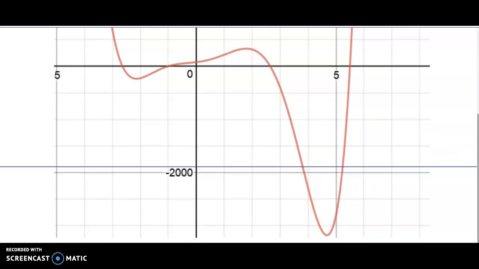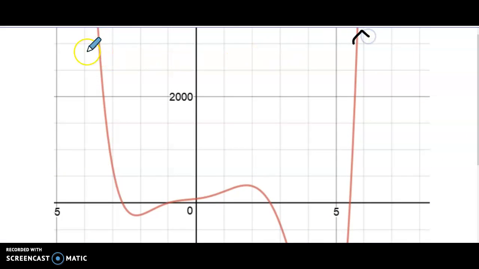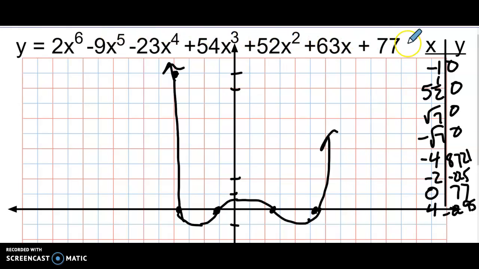You're not going to get everything, but we can actually make a decent sketch. We know what's happening at the ends. It was a 6th degree with a positive leading coefficient. It had to be going up on the ends. Okay, now that's a monster. I'm not going to have you really do anything that difficult on your own, okay?